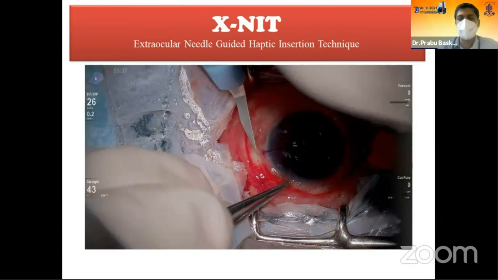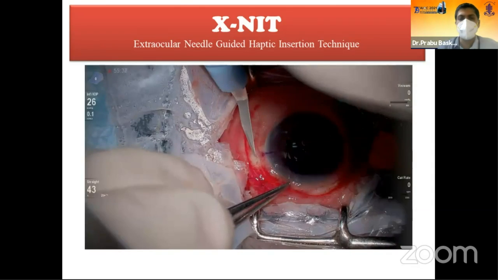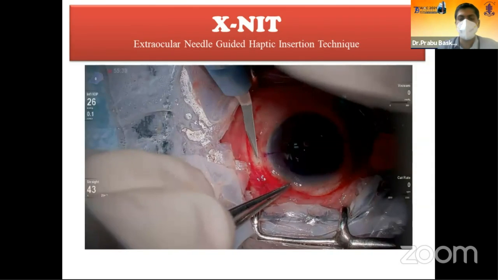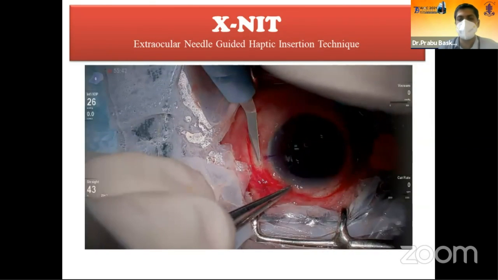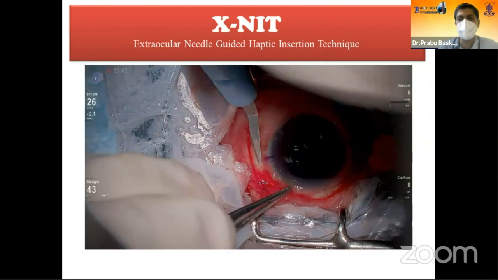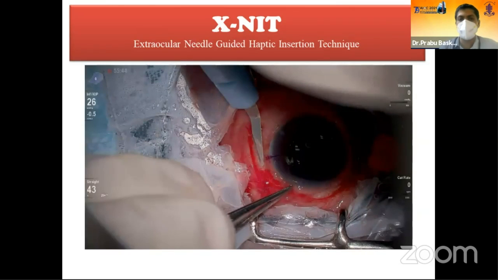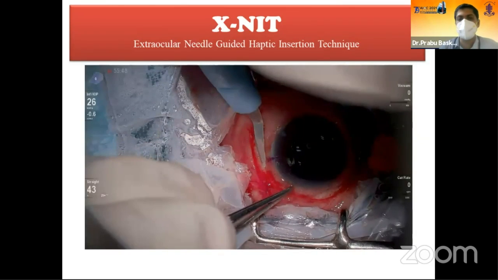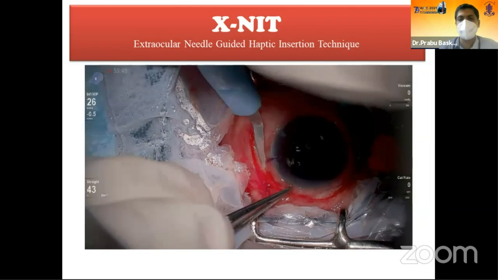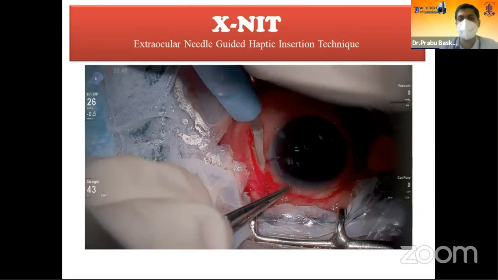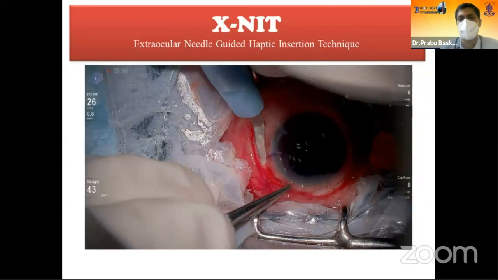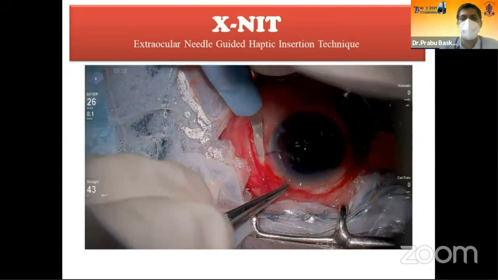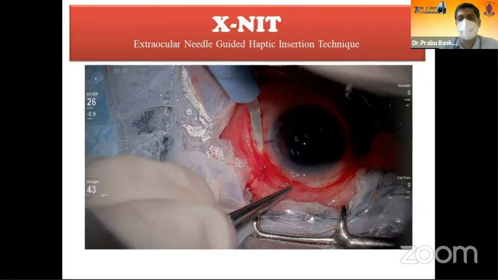Once this is done on either side, 180 degrees apart, we can move on to XNet. Basically, XNet is all about exteriorizing the haptic in a very simplified manner without any intraocular maneuver. That seems to be the toughest task for doing scleral fixation, especially for a novice surgeon or an anterior segment surgeon. Always they have the fear of a fall. So this is what triggered us in bringing out this technique.